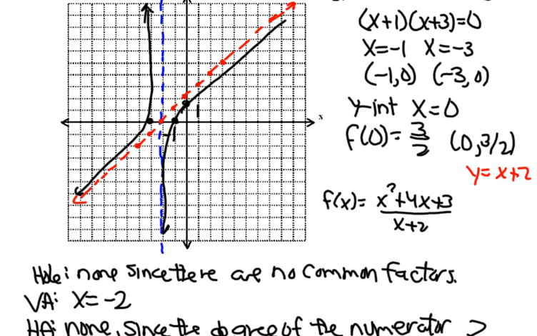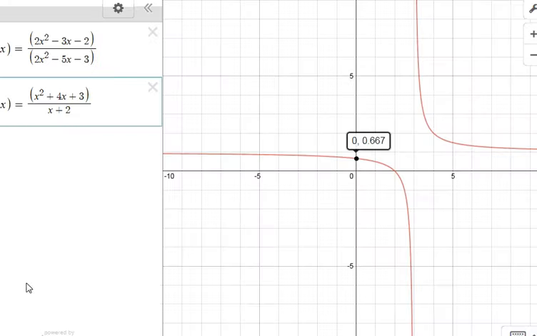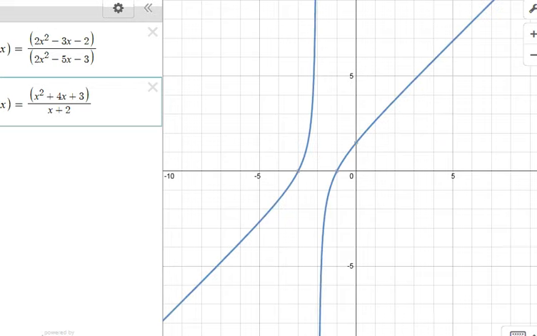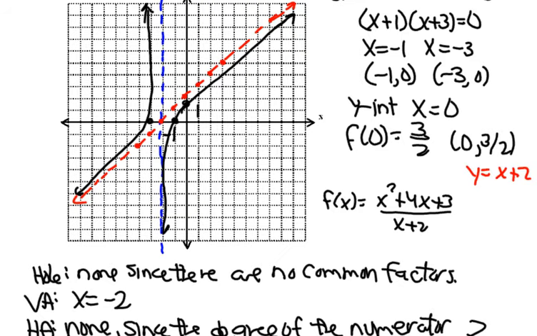And again, I'm not crossing either of the asymptotes. So the graph that I have in black should be it. Now, let's go to Desmos to verify that. This graph and our graph look very, very similar.